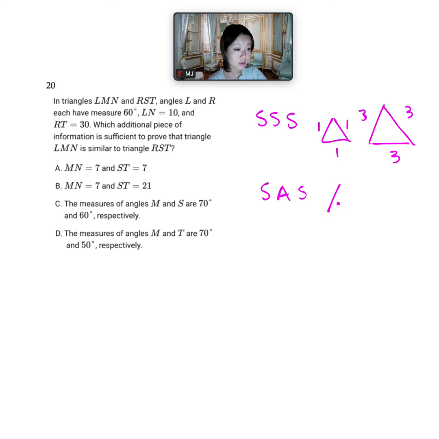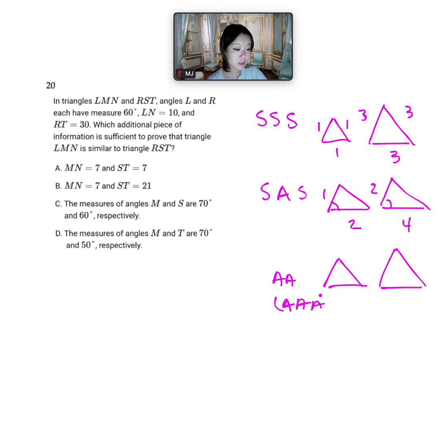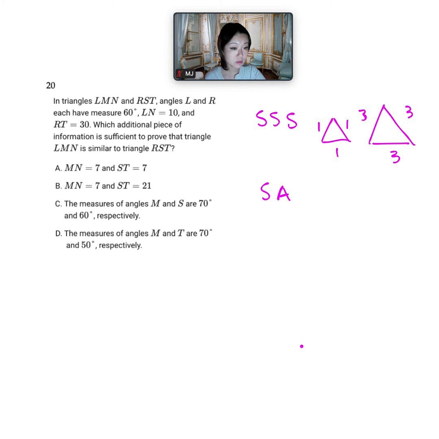Otherwise, you could have side, angle, side. So for example, if you had a triangle where you have two sides being proportional, and you also know that the angle between them is also equal, then that means you also have similarity. And the third option is, if all of your angles are exactly identical, otherwise known as angle, angle, or angle, angle, angle similarity, then you also have similar triangles. So knowing those three theorems, let's go through some of these rules.